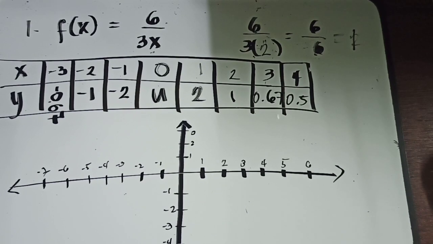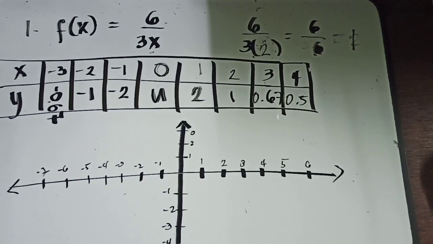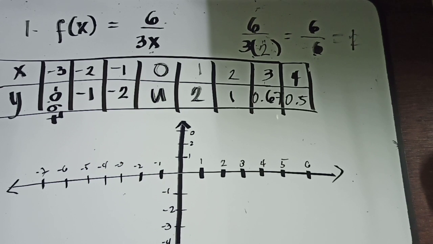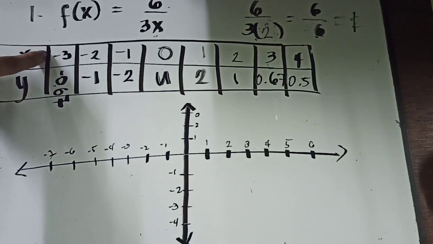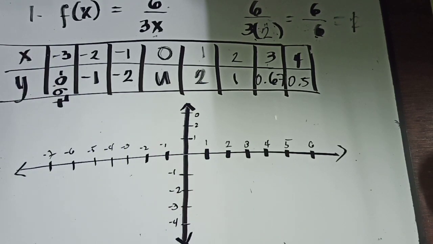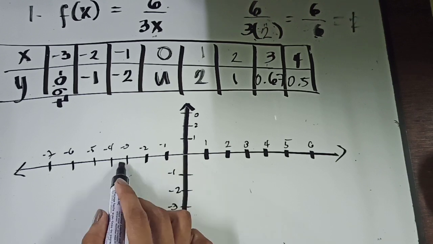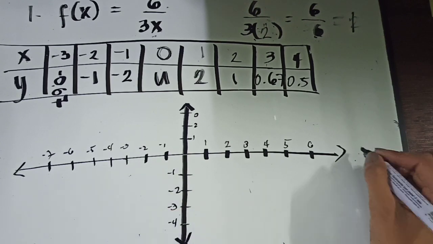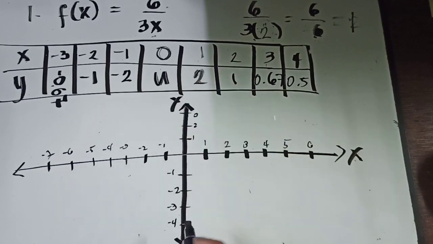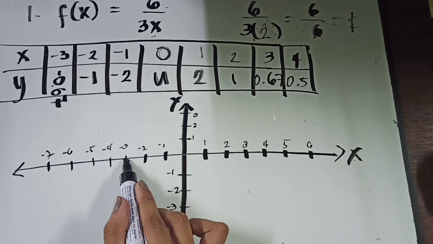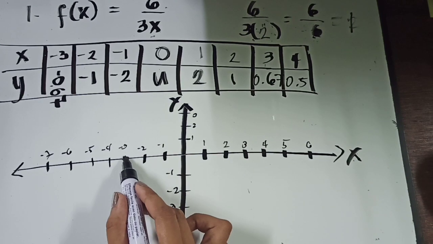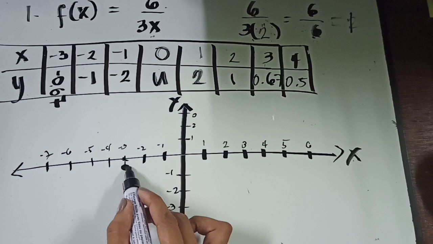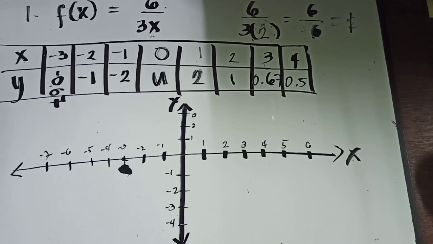Then after that, pwede mo na siyang i-plot dito sa Cartesian coordinate plane natin. Okay, so in our Cartesian coordinate plane, kung meron akong negative 3 and negative 0.67 na value ni y, so sa x-axis, hanapin si negative 3. So this is our x-axis and this is our y-axis. Hanapin si negative 3 and hanapin si negative 0.67. Ang negative 0.67 ay nasa baba.